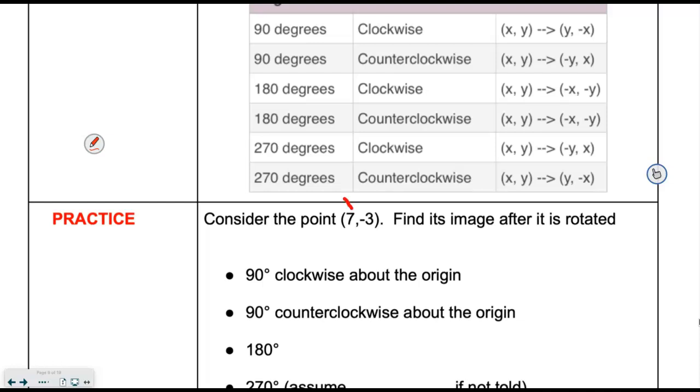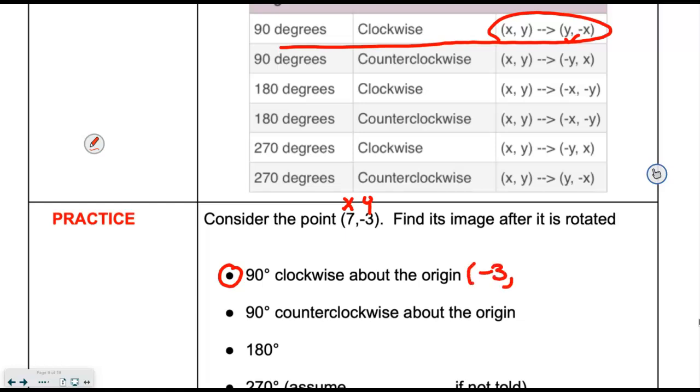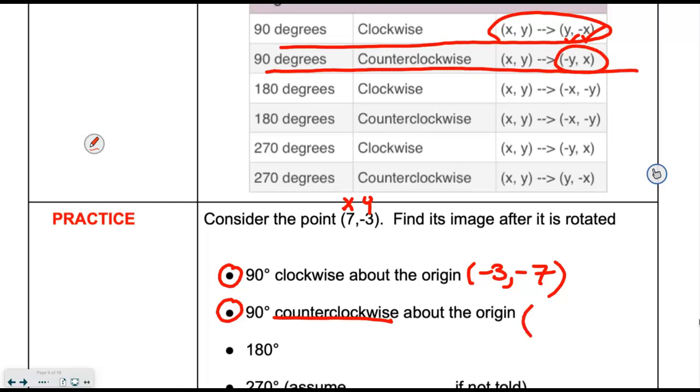So here's my original X, my original Y for all of these. This says 90 degree clockwise. 90 degree clockwise is going to put the Y value first, so the -3 will come first, and then it's going to have the opposite of the X value. Done. 90 degree counterclockwise, okay, is this pattern. It's going to put the opposite of Y, and again, we're going back up to this point right here, X, Y, and it says to do the opposite of the Y, which will be the opposite of -3, and then just keep the exact same X.